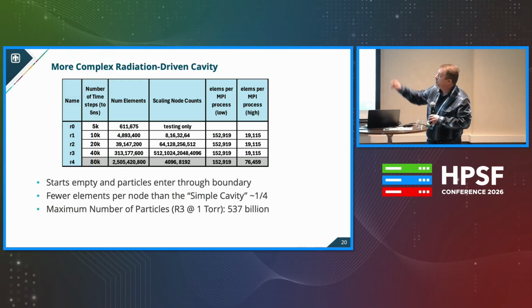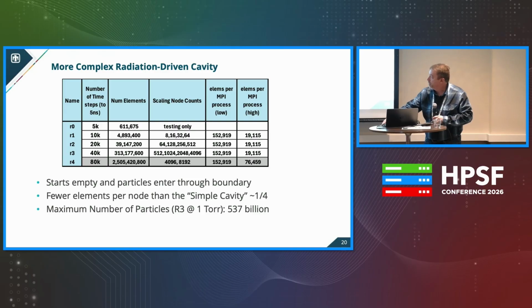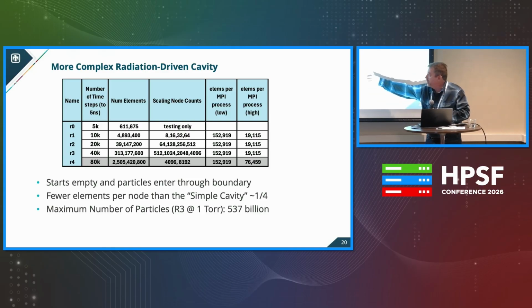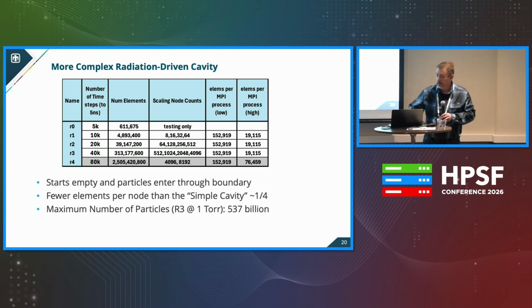For the real cavity, we have to carve out more memory for collisions, which means we have to drop the problem size, the mesh size, down, because we have a lot more work and a lot more memory with the particles. Our largest run on R3, at a pressure of 1 torr, had 500 billion particles running in this mesh.